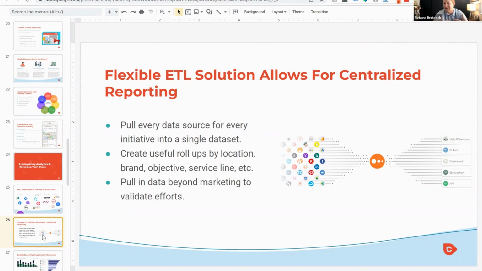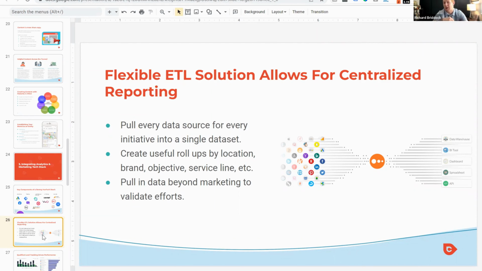And then synthesize it, right? Transform it and synthesize it, and then put it out in easy to digest and disseminate reporting visualizations that live ideally in a single place, right? And so one of the things that we do for our clients is, we utilize a tool called Funnel that allows us to pull in every single data source that we use, and then create useful roll-ups.